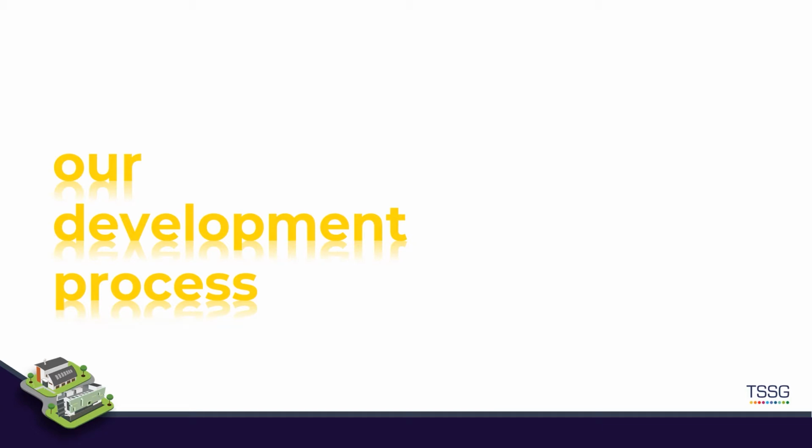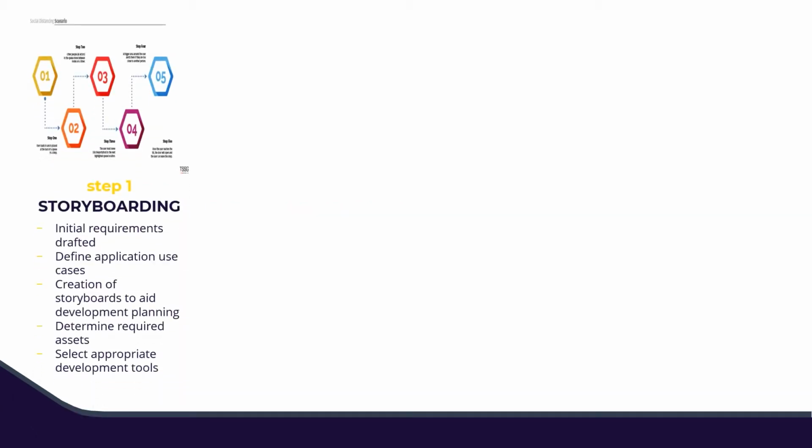Next up, we'll give a quick look at our development process that we use, which can vary depending on projects, but this will give a good idea of how we work. The VR development process can be boiled down to 4 main steps, and that starts with storyboarding. So this means that we will draft our initial requirements, decide what we're going to use, how we're going to use it, depending on the needs of the project itself. So we define the use for the application, we create some storyboards to aid in the planning processes for development, and also we select our development tools, which are going to be used throughout the project.